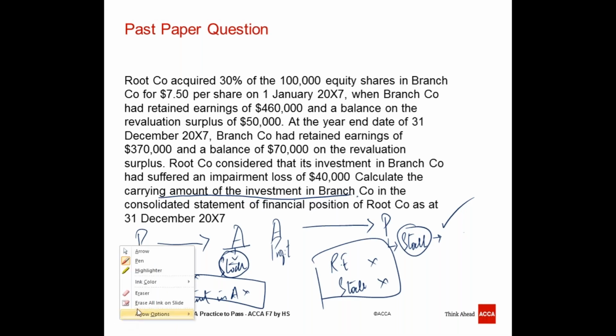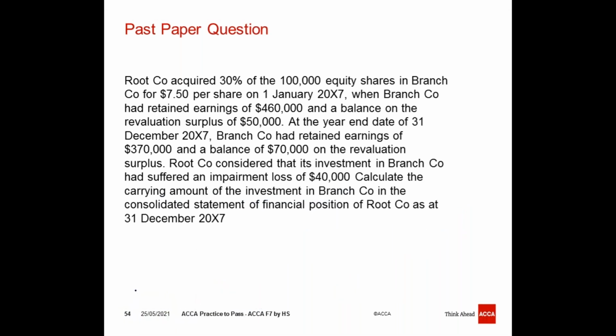Okay, let's solve this question. Parent Root acquired 30% shares of the 100,000 equity shares of branch for 7.5 per share. So out of 1 lakh shares, we have acquired 30%. So it will be 30,000 shares, and we have paid 7.5 per share. So 30,000 into 7.5. So it will be 2,25,000.